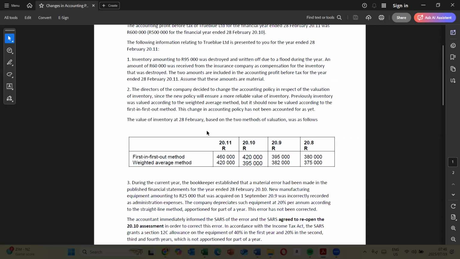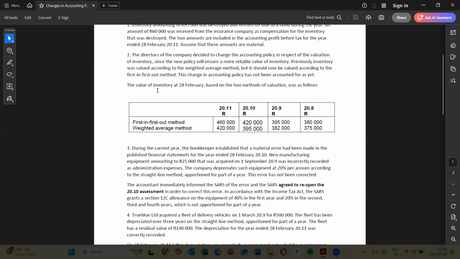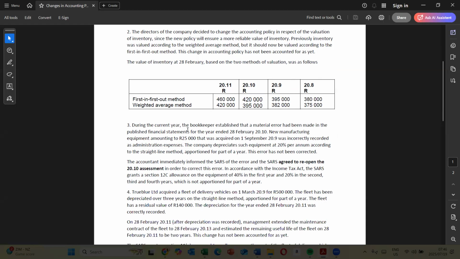The directors of the company decided to change the accounting policy in respect to the valuation of the inventory, since the new policy will ensure a more reliable value of inventory. Previously, inventory was valued according to the weighted average method, but it should now be valued according to the first in, first out method. This change in accounting policy has not been accounted for as yet. The value of inventory on 20th February, based on the two methods of valuation, was as follows. Of course, this one we did, we said it was a change in accounting policy.